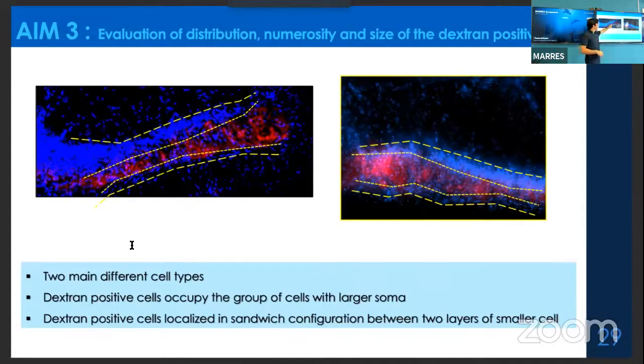So you have in red the dextran staining and in blue the nuclei staining. You can see that there are a lot of smaller cells here and here. And in the middle, the dextran positive cells. So the motoneurons we are looking for.